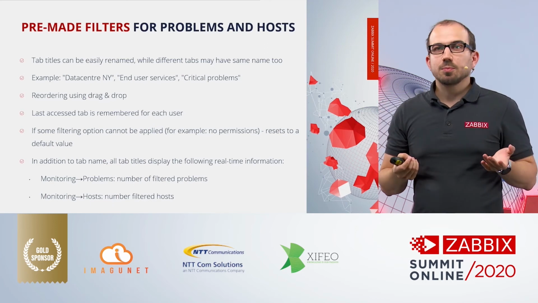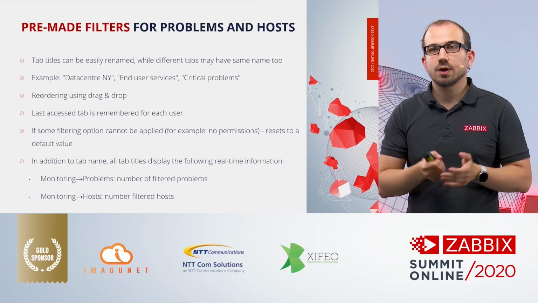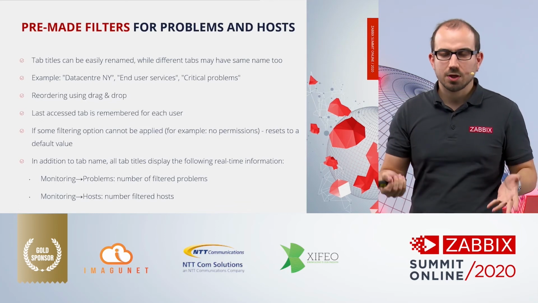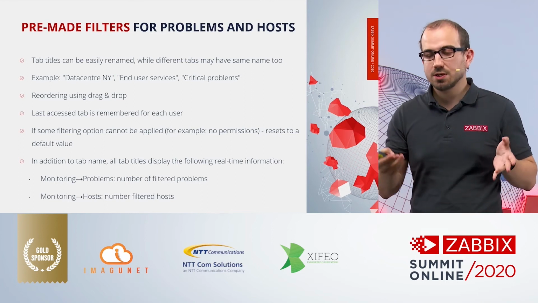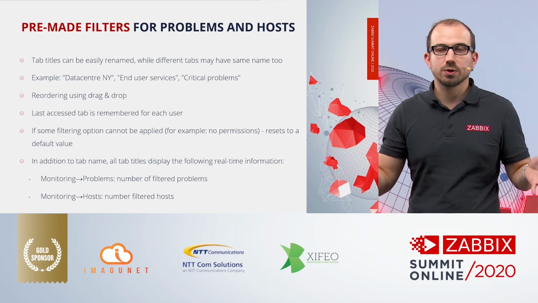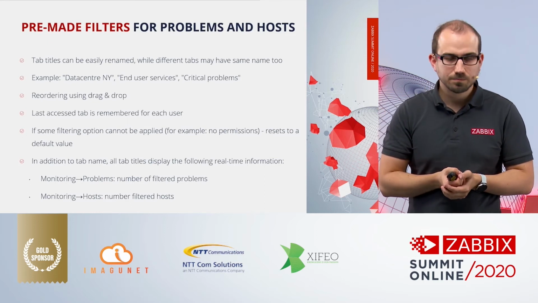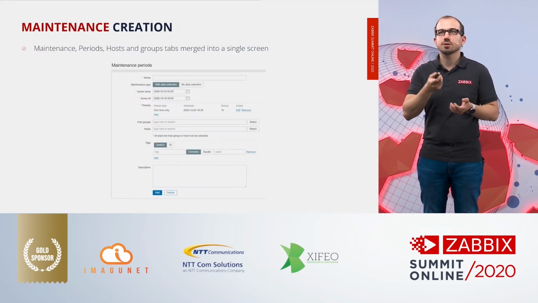Some filtering cannot be applied. For example, the user has no permissions. Well, it will reset to a default value, and he won't even know how many problems are there for this, let's say, host group, or how many hosts are in that group. He will see just a default window with default search results as you see it. And of course, all tab titles display the following real-time information: problems, number of filtered problems, hosts, well, number of filtered hosts.